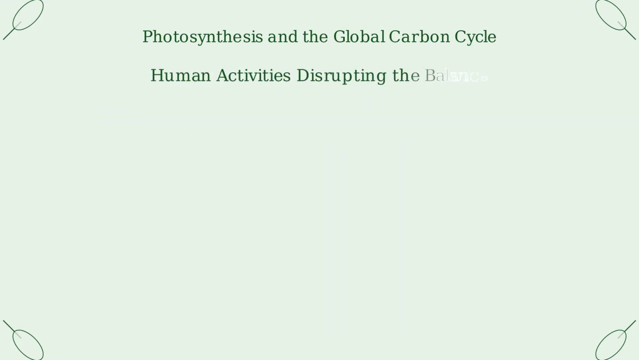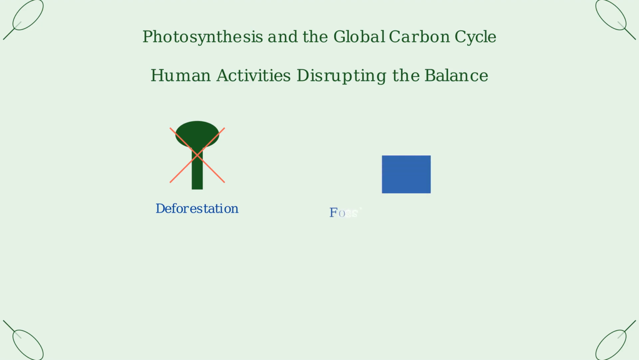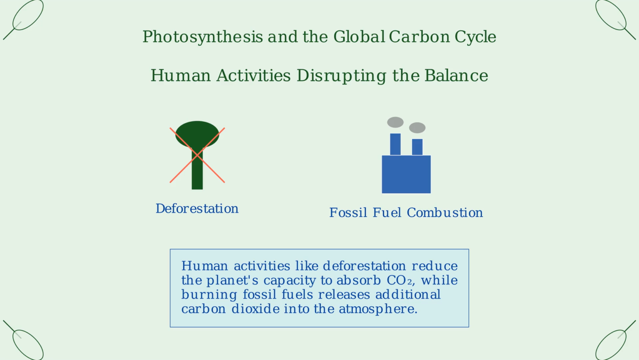Human activities are disrupting this natural balance in several ways. Deforestation reduces the Earth's capacity to absorb carbon dioxide by removing trees that act as carbon sinks. Meanwhile, burning fossil fuels releases carbon dioxide that has been stored underground for millions of years. These activities combined are increasing atmospheric carbon dioxide levels at an unprecedented rate.